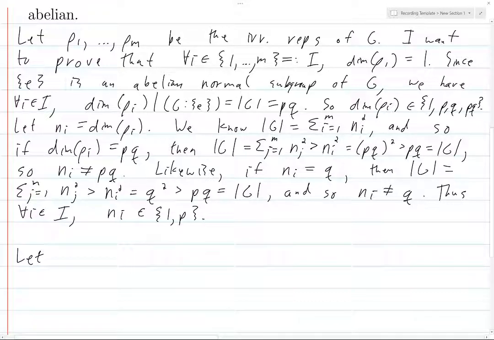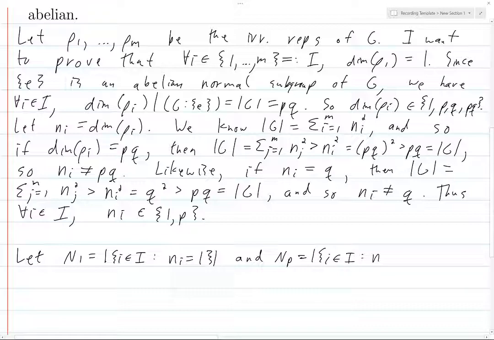Anyways, let N1 be the number of indices such that Ni equals 1. So this is the number of irreducible representations of G of dimension 1, and NP similarly be the number of irreducible representations of G of dimension P. Then PQ is the sum from J equals 1 to m of Nj squared.